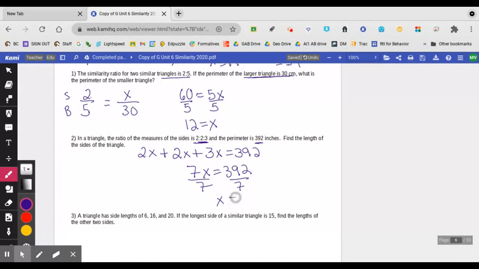And x equals 56. So that means the length of each side, my first side is 2 times 56, which is 112. So 2 of my sides are 112. And the third side is 3 times 56, because that's the 3x, which is 168. So my sides are 112, 112, and 168.